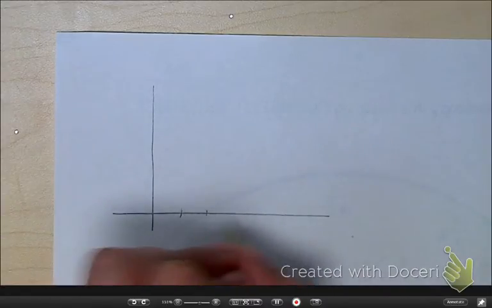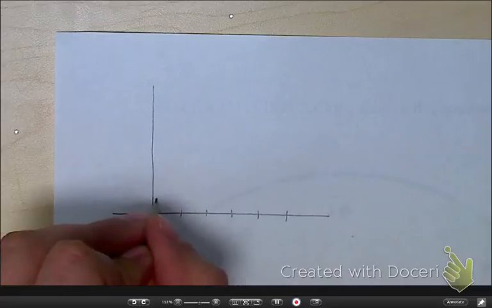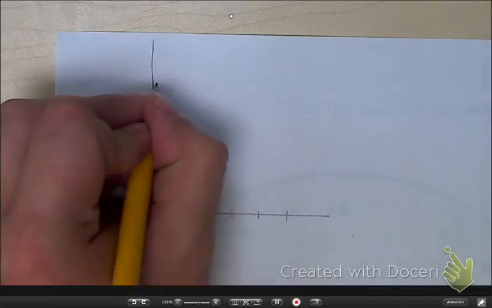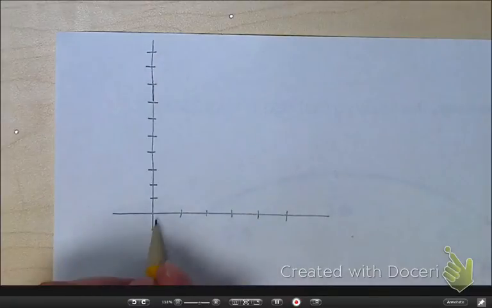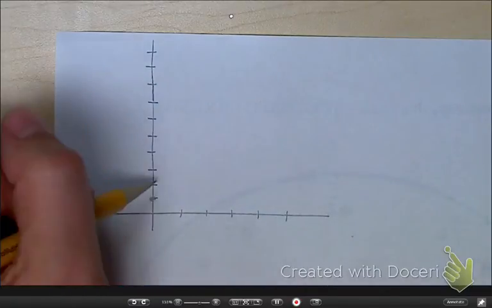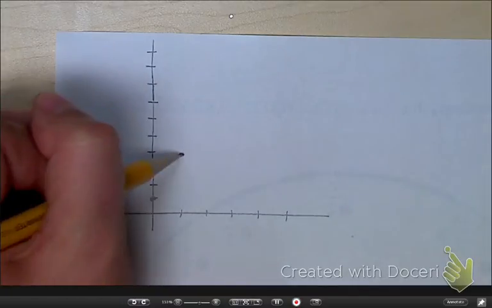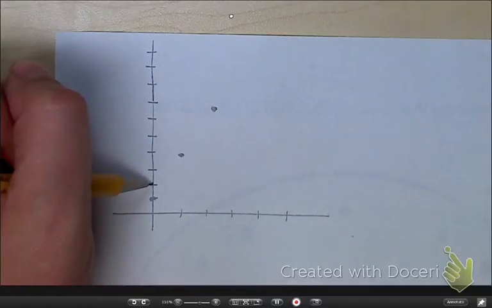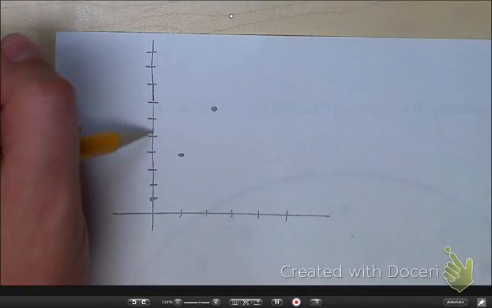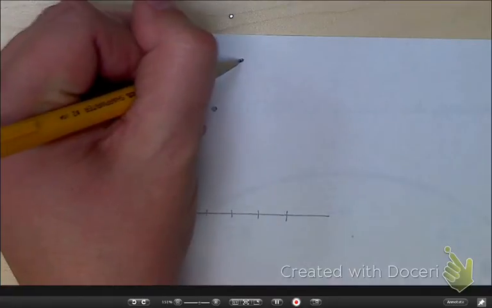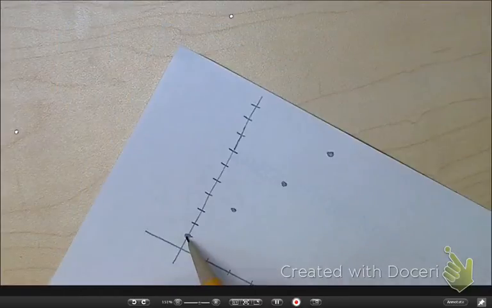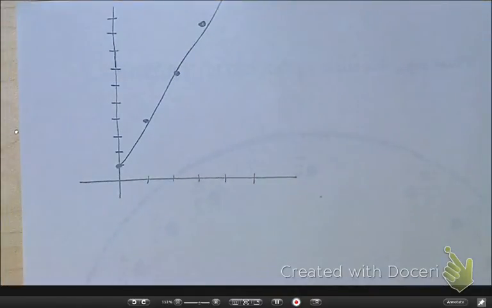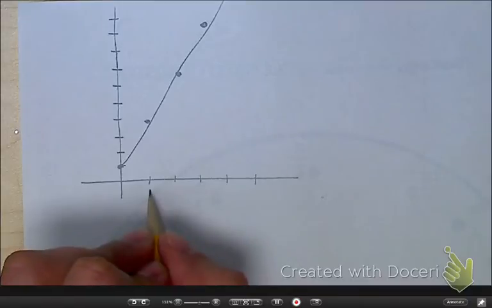So here's 1, 2, 3, 4, 5, and 1, 2, 3, 4, 5, 6, 7, 8, 9, 10, and so on and so forth. 3x plus 1 has a y-intercept of 1 and a slope of 3. So up 1, 2, 3 over 1. Obviously, this is going to go off my paper. Did not plan for that. But you get the point that this line continues up like that. Now, as far as the intervals are concerned, I only care about x equals 1 to 5.